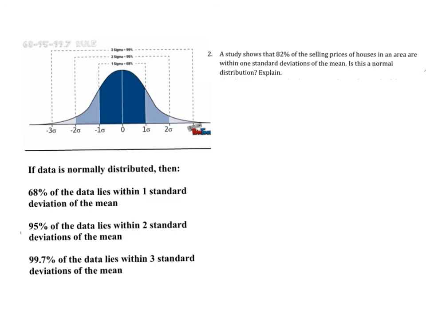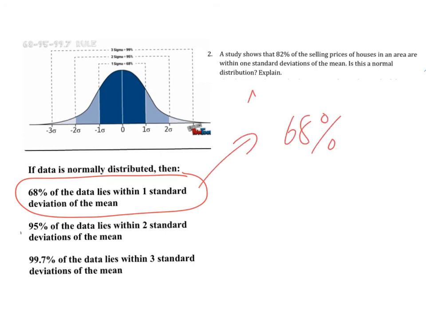Let's look at now some examples from the second trimester exam. Number 2, a study shows that 82% of the selling prices of houses in an area are within one standard deviation of the mean. Is this a normal distribution? Well, the answer is going to be a quick no, because we know that if data is normally distributed, only 68% of data is within one standard deviation. So here we know that this is not an example of a normal distribution.